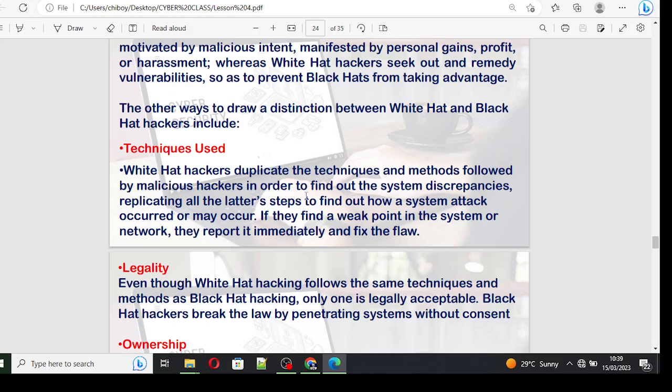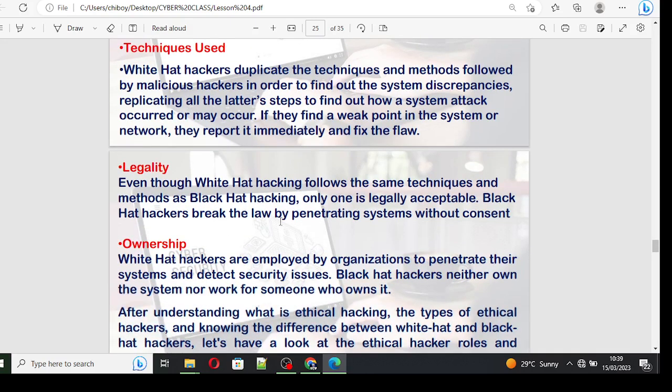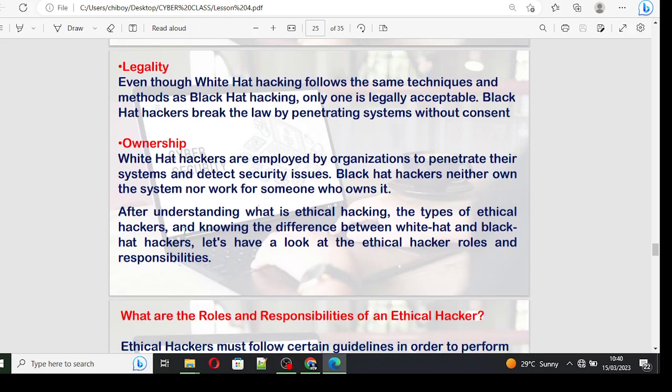Now, we'll talk about legality. Even though white hat hacking follows the same techniques as black hat hacking, only one is legally acceptable. Black hat hackers break the law by penetrating systems without consent. Now we'll talk about ownership. White hackers are employed by organizations to penetrate their systems and detect security issues. Black hackers neither own the system nor work for someone who owns it.